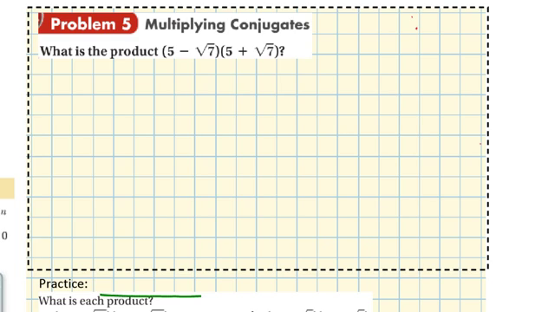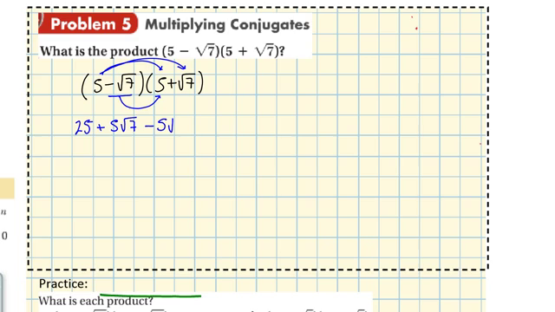So 5 times 5, 25. 5 times the square root of 7, 5 square root of 7. Negative square root of 7 times 5 gives you negative 5 square root of 7. And the negative square root of 7 times the positive square root of 7 gives you negative square root of 49. So take a second to copy that down. If you need to, pause the video.